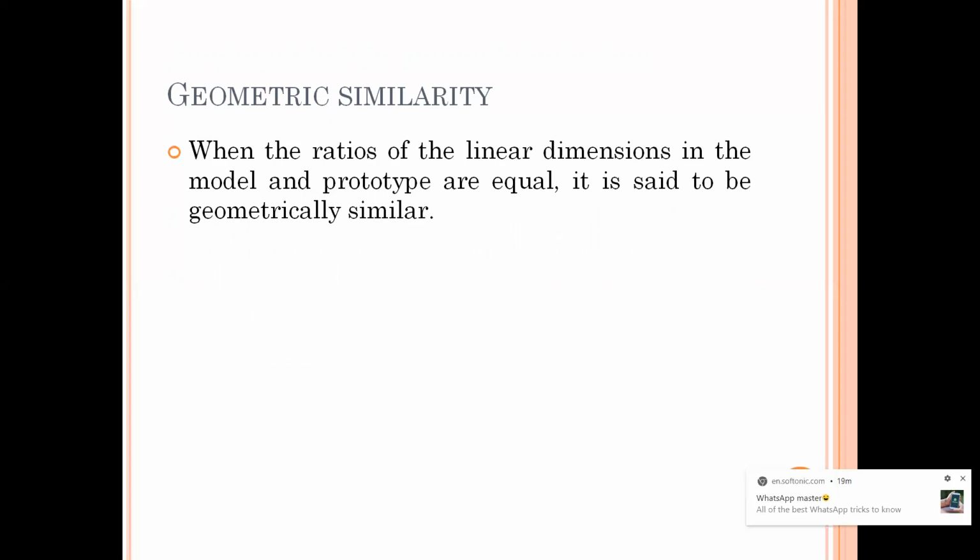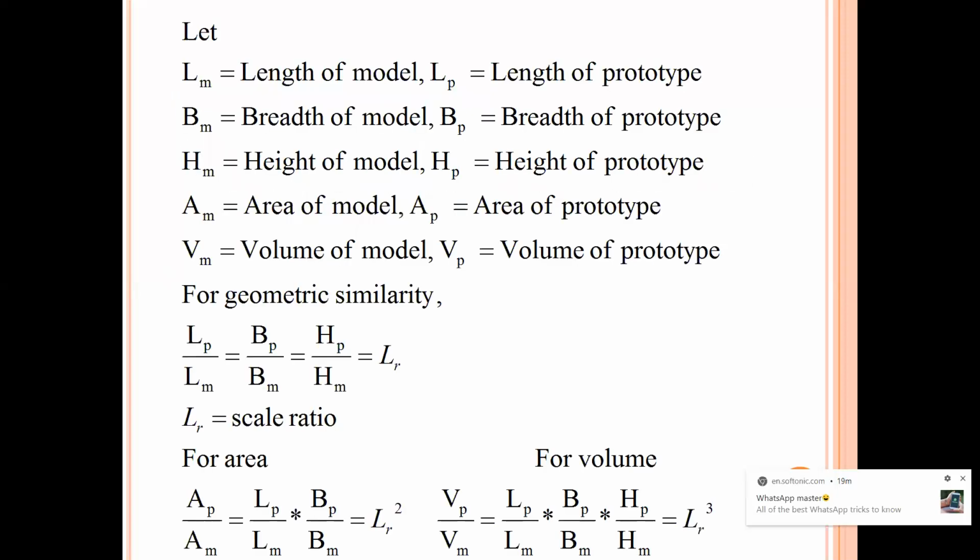I'm not saying equal. When I say similar, it should have a ratio. Coming to it, I'm taking a cuboid example. I have the length of the model, breadth of the model, height of the model. Similarly, for the prototype, I have the length, breadth, and height. Knowing the length and width, I'm calculating the area of the model, similarly the area of the prototype. Knowing the length, width, and height, I'm calculating the volume of the model and the volume of the prototype.